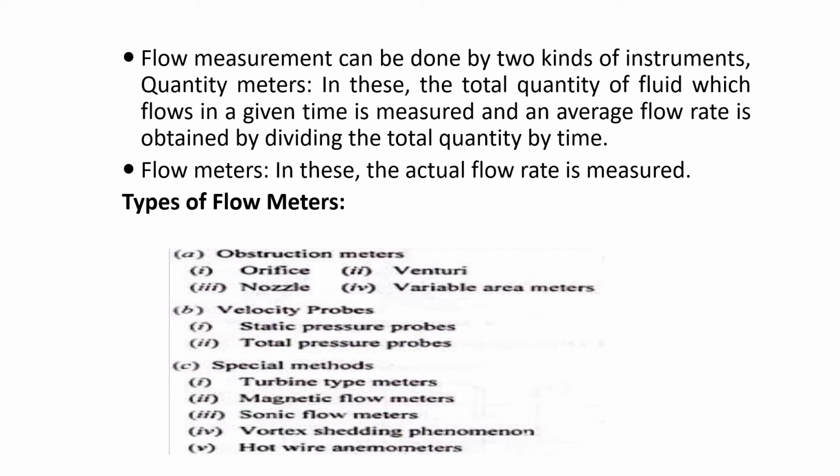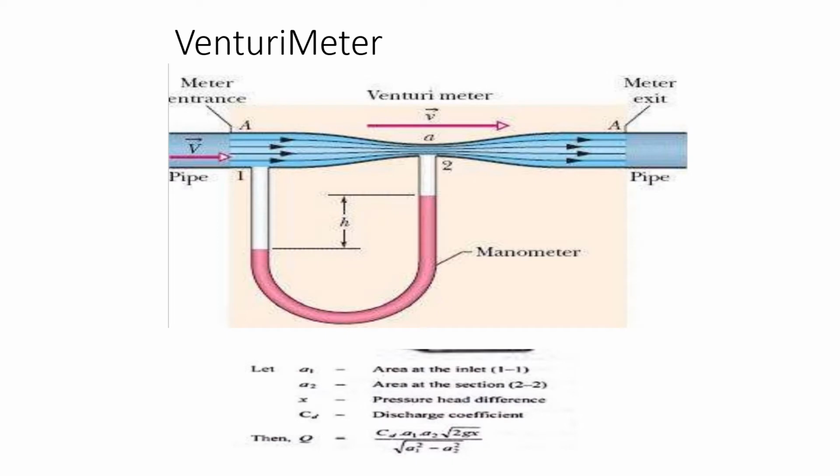As I have told, there are four different equipments used for measuring the flow: venturimeter, orifice meter, rotameter, and pitot tube. Now look at the picture of the venturimeter. The venturimeter consists of three parts: the converging part, where the area decreases, the throat, where the area, that is the diameter, remains the same, and the diverging part, where the cross-section of the diameter increases.